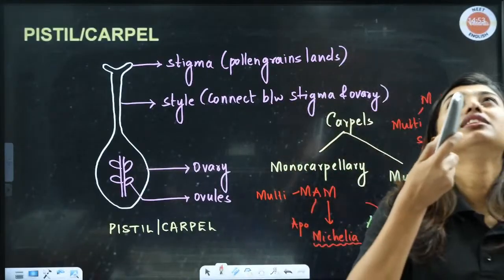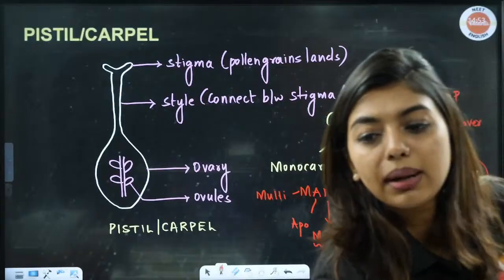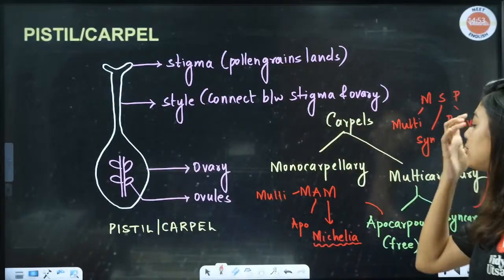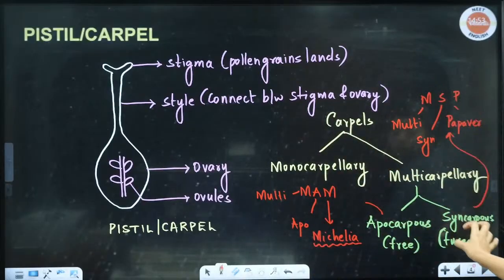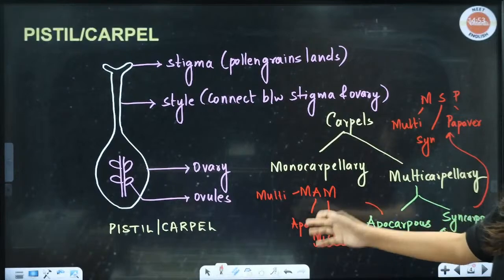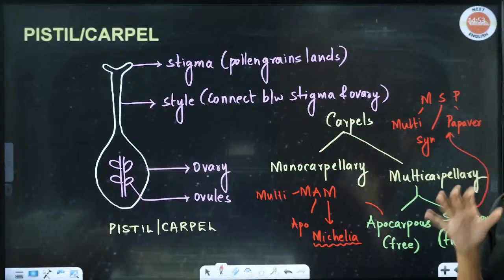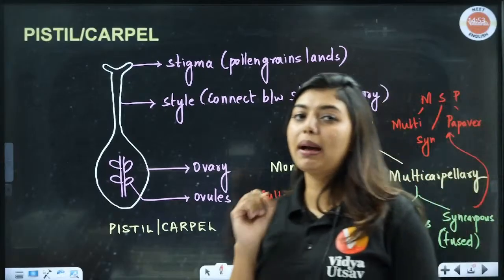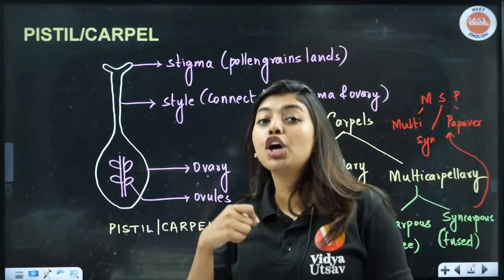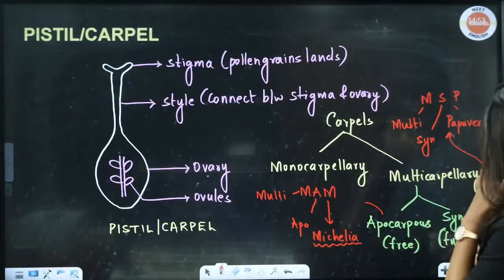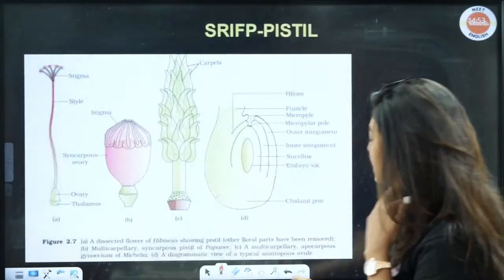One second, students. Multicarpellary is going to have two options. One is apo, one is syn. That means one is free, one is fused. The apo example is going to be ma'am. Remember me, ma'am. And syncarpous is going to be MSP, which is multi, and the syncarpous example is Papaver somniferum, or you can remember poppy plant. Now let's see what NCERT has to say.